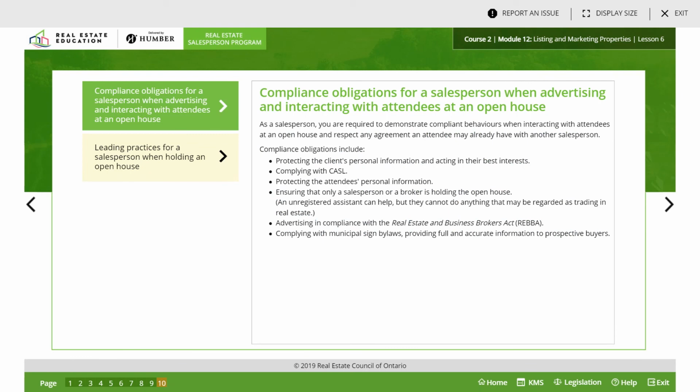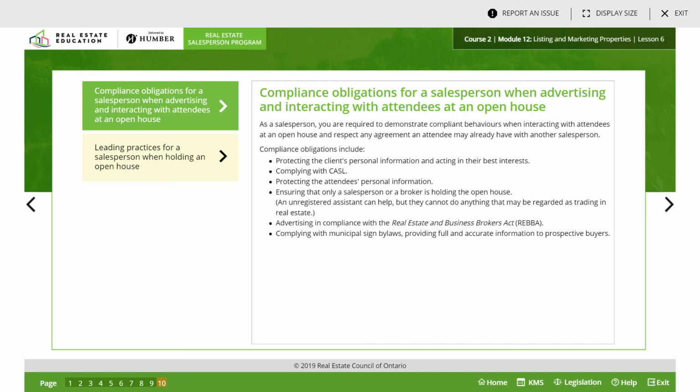So, compliance obligations for a salesperson when advertising and interacting with attendees at an open house. As a salesperson, you are required to demonstrate compliant behaviors when interacting with attendees at the open house, and respect any agreement an attendee may already have with another salesperson. Compliance obligations include protecting the client's personal information and acting in their best interests, complying with CASL, protecting the attendee's personal information, ensuring that only a salesperson or broker is holding the open house.